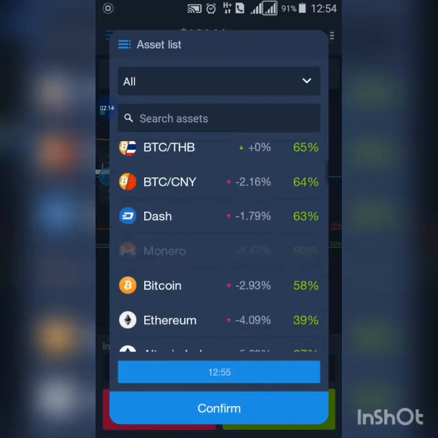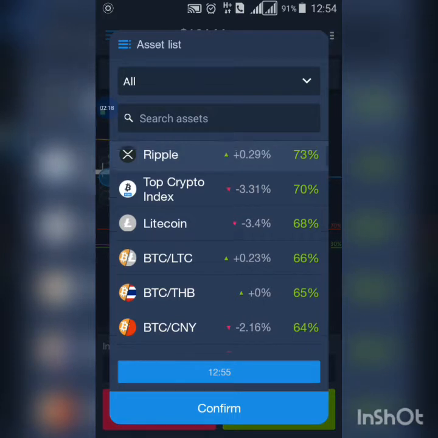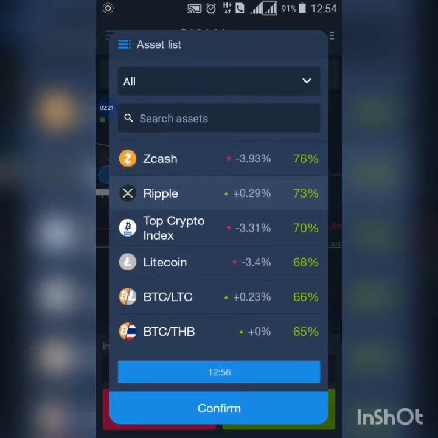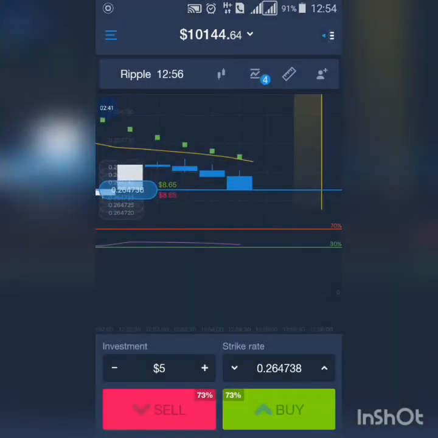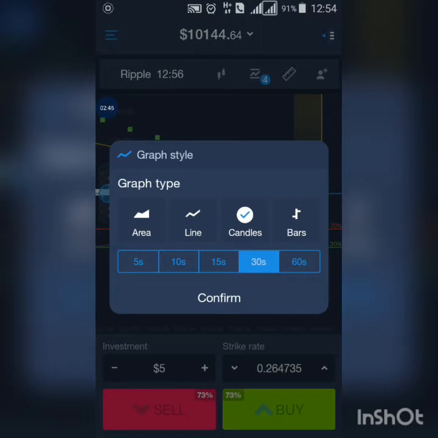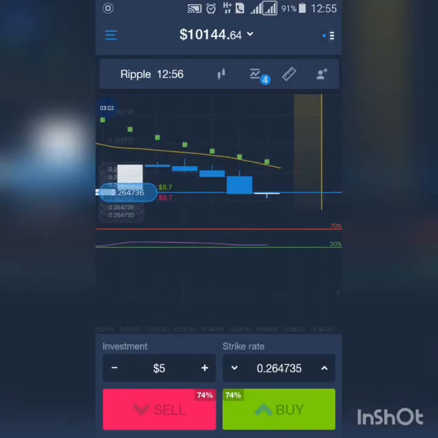Now, because it's a weekend, the cryptocurrencies are doing great. I'm gonna choose one cryptocurrency to trade and confirm that. And let's have a look also at the indicators. There are graph types you can choose from: the area, the lines, the candles. You can choose any you wish to trade with. I'll be choosing the candles. I think the candles are easier to understand.